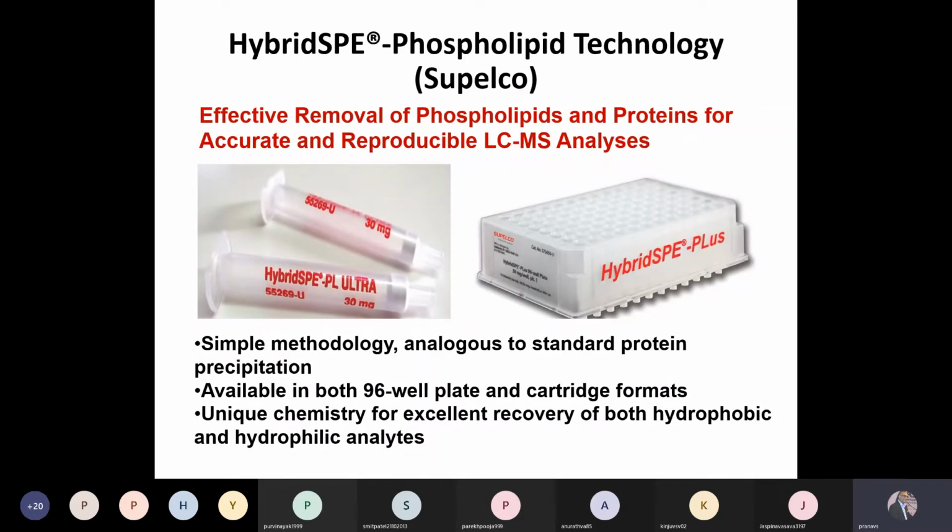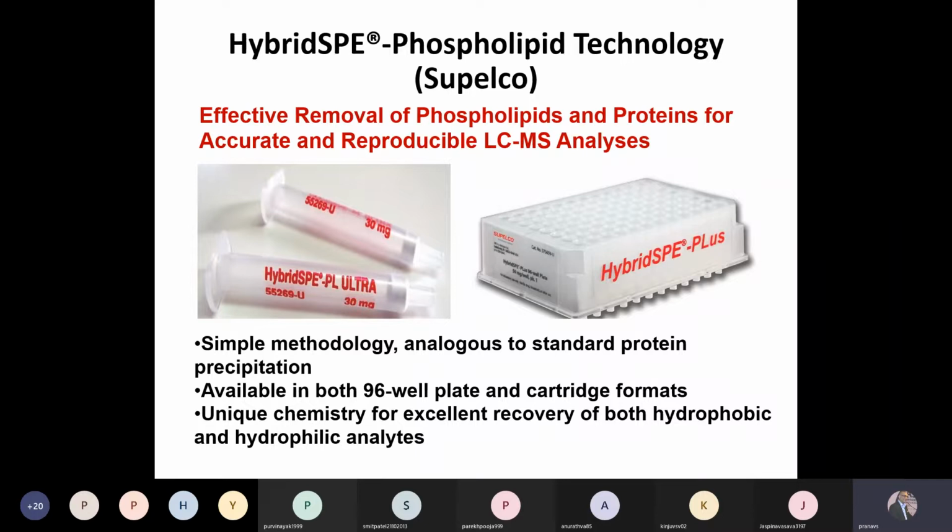Now, so that was all about conventional SPE. Now, with advancement again in technology, there is hybrid SPE. That means a higher version of SPE, which removes phospholipids. Now, what are phospholipids? We know proteins, right? And we know lipids.